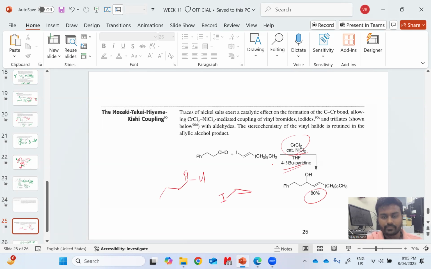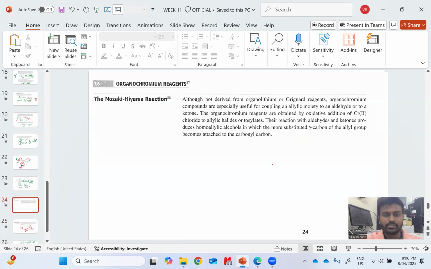So this iodo compound and the chromium chloride form this chromium-based reagent, which is reactive towards this aldehyde and directly attacks it, giving the formation of the alcohol. In this, the new carbon-carbon bond formation takes place by use of this chromium 2 salt. This named reaction is called the Nozaki-Takai-Hiyama-Kishi coupling reaction, and basically it's a modified version of the earlier Nozaki-Hiyama reaction.